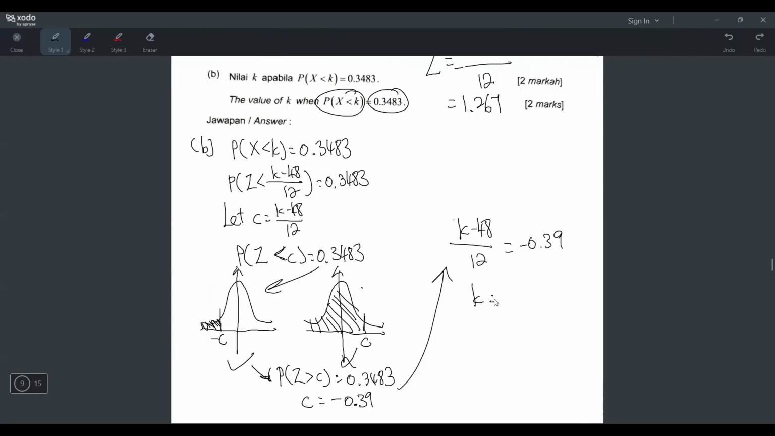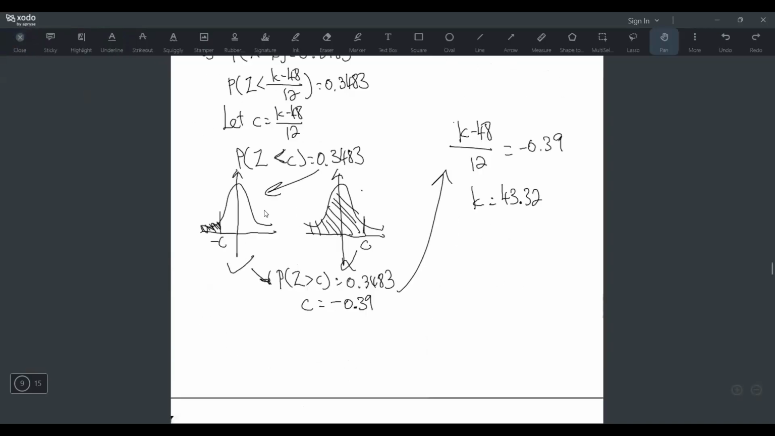Okay, how to find K now? Press the calculator. Negative 0.39 times 12 plus 48. Okay, my calculator gives me 43.32. And that's your answer. Right? Okay, done.